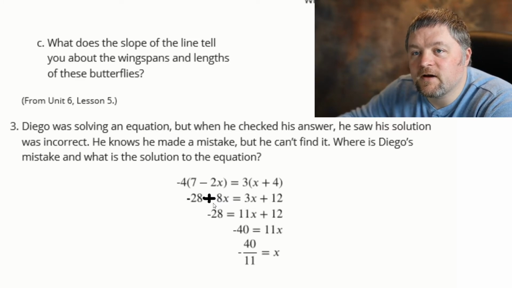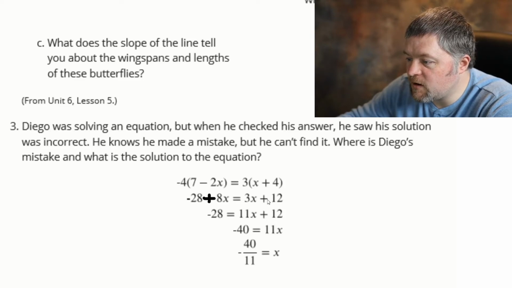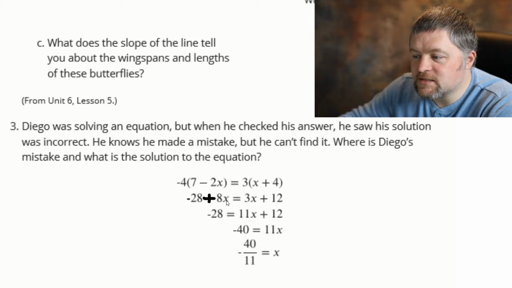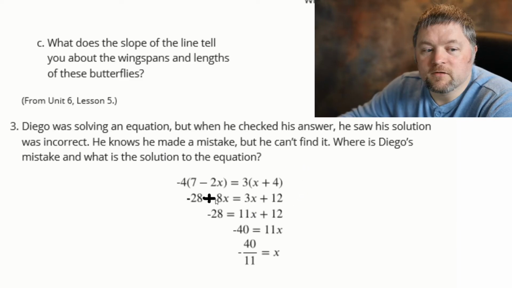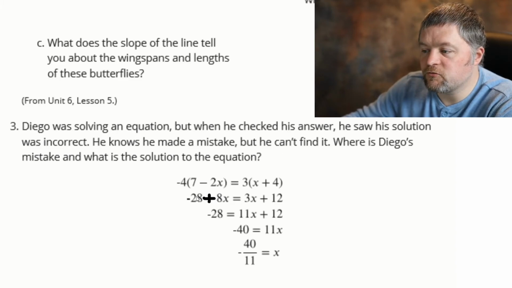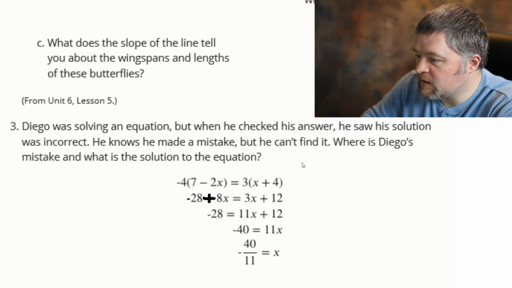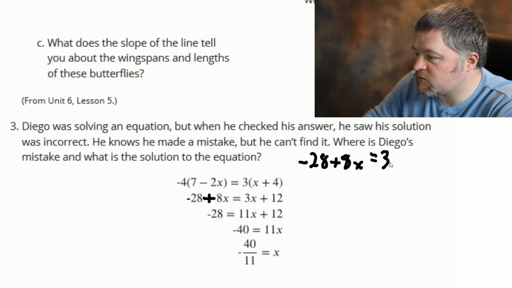Let's check and see if we can find any other mistakes on this step. 3 times x is 3x. 3 times 4 is 12. Everything on that step looks to have been done correctly. So that was his mistake. Now, it says what is the solution? So I'm going to rewrite the equation from where we left off correctly. -28 plus 8x equals 3x plus 12.